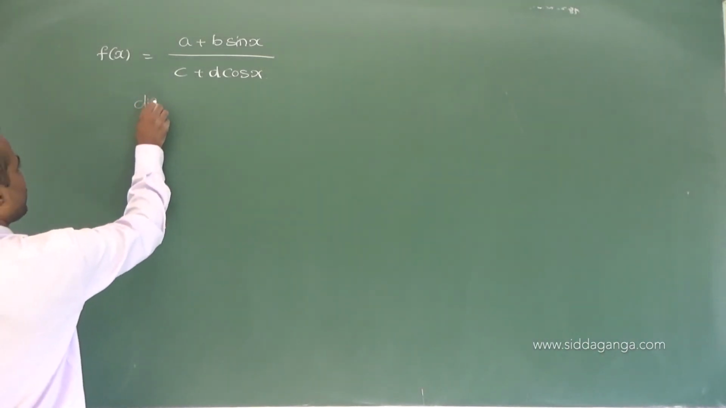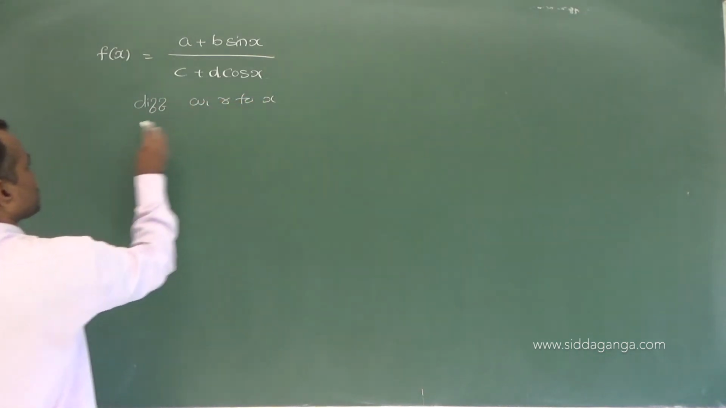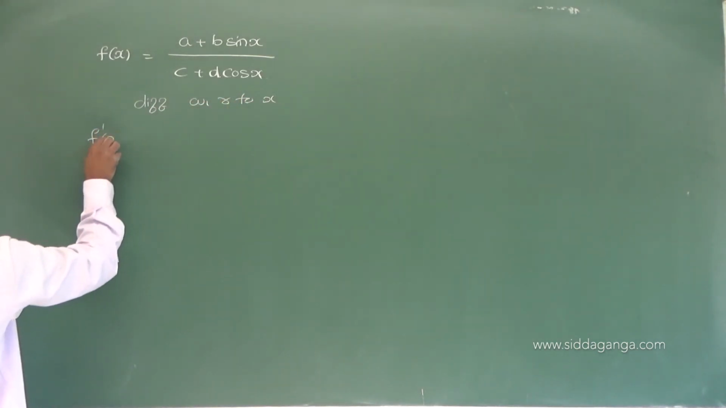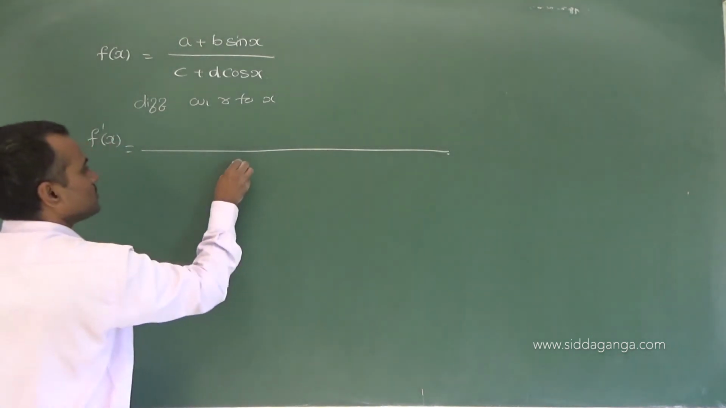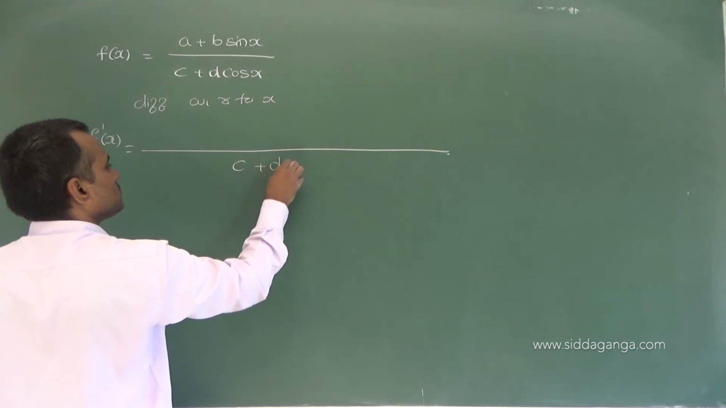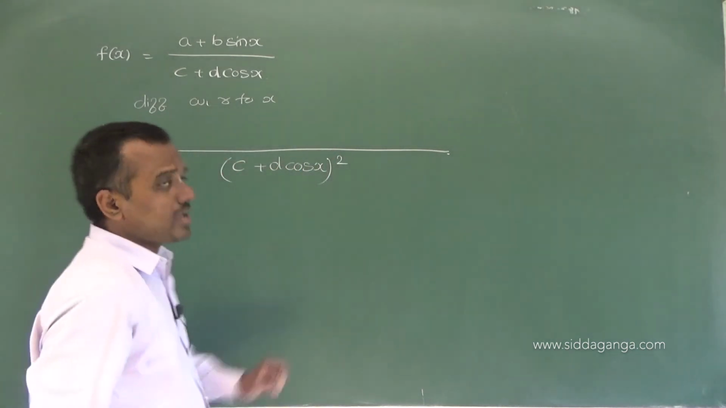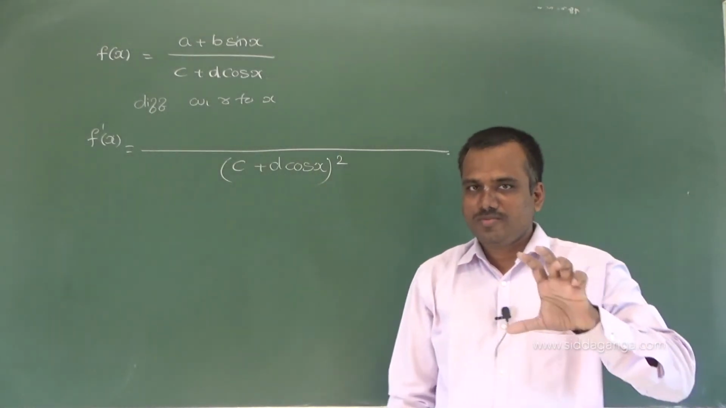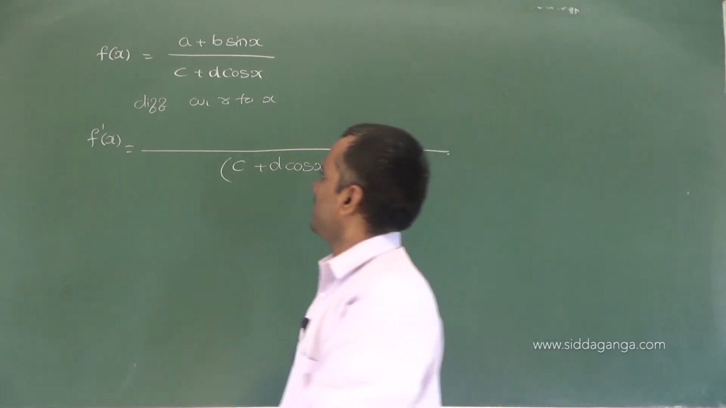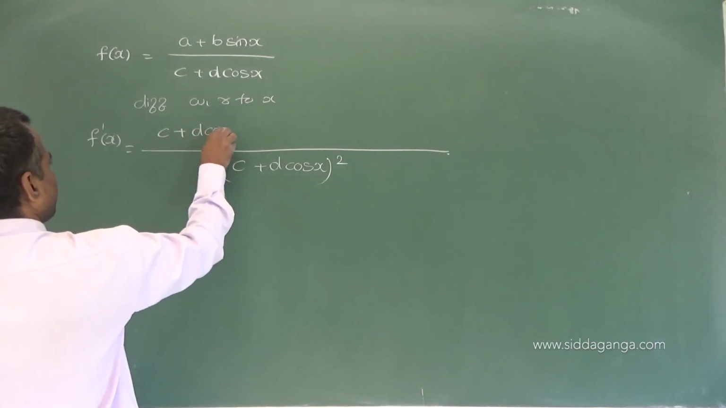Differentiate with respect to x. f'(x) equals denominator squared. Here a, b, c, d are constants. Okay, a, b, c, d are constants. Denominator squared, (c + d cos x).